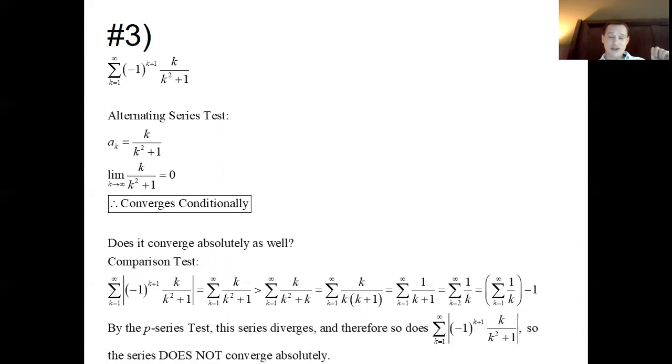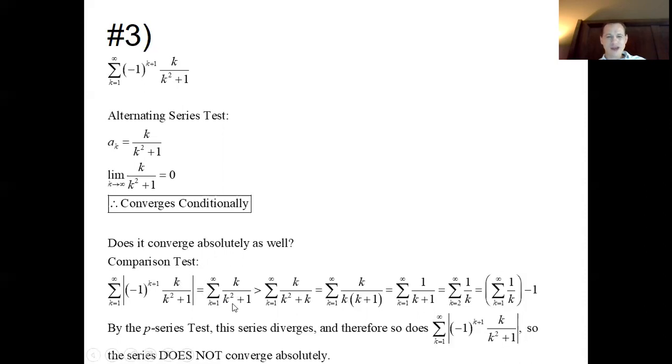So let's look at the absolute value of the series, because that's what converges absolutely means, right? It means I'm studying the same series, but the absolute value of it. Well, in that case, the (-1)^(k+1) won't even matter. And in fact, since k is positive all the time, from 1 to infinity, and k squared plus 1 is positive, you can drop the absolute value all the time. Now, how can I tell if this is going to converge or not?